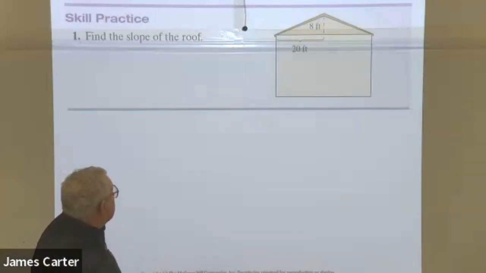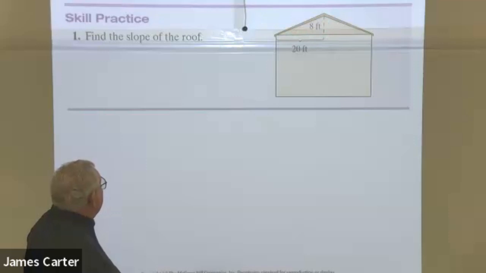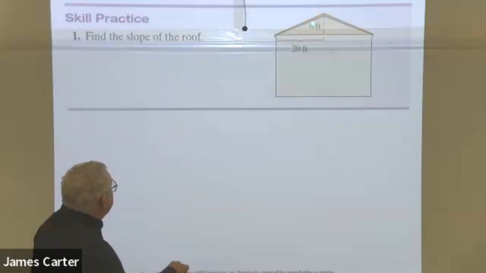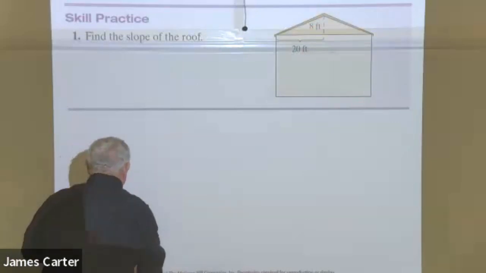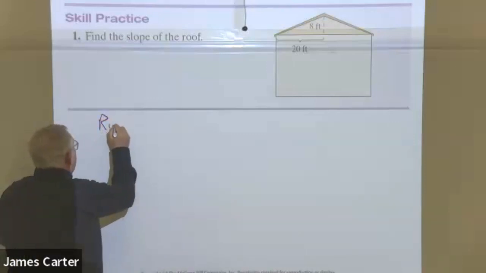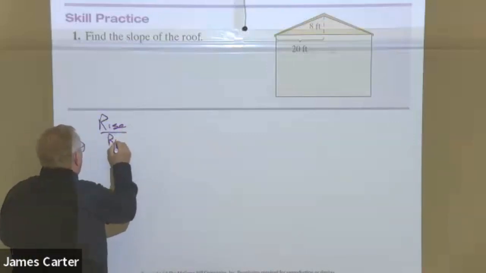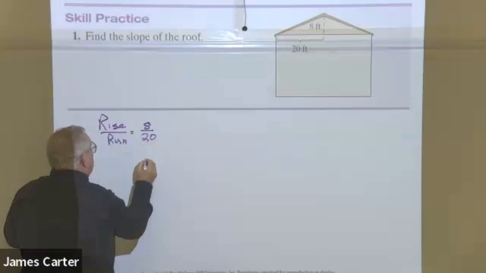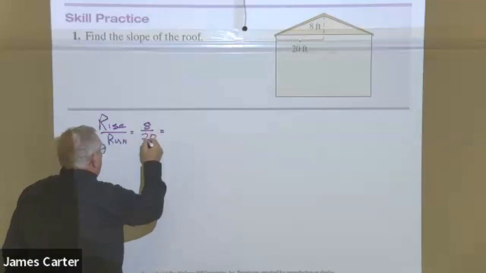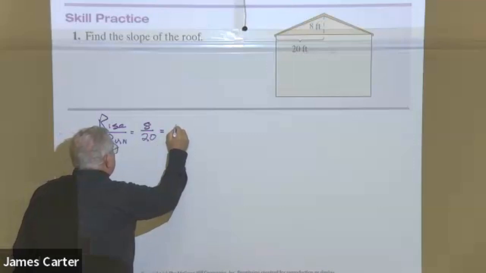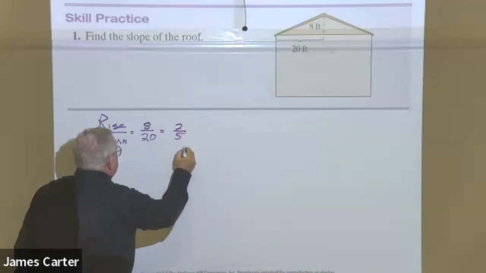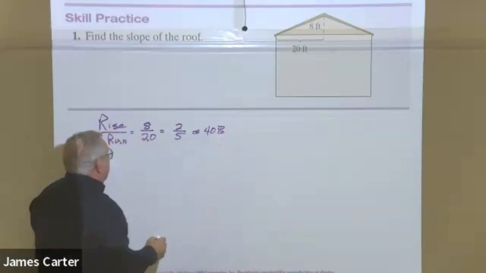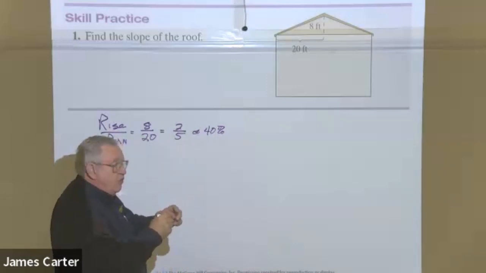Buildings and homes. Okay, in this case, they have a slope that simplifies to 2/5. 8 over 20, rise over run, equals 8 over 20, which simplifies. 4 goes into both of those. So it simplifies to 2/5, or 40%. Now, again, most of the time we leave it in this form.